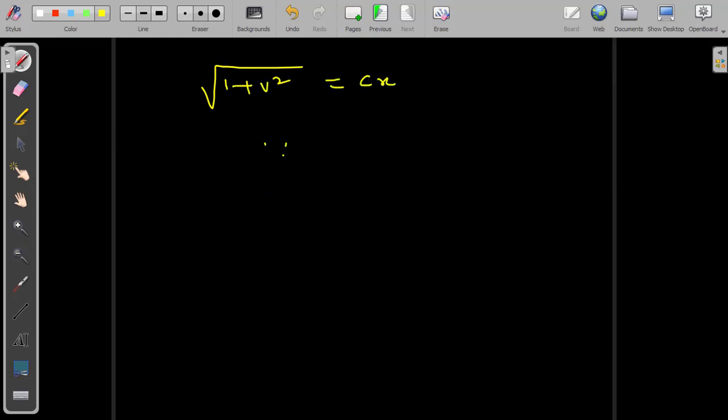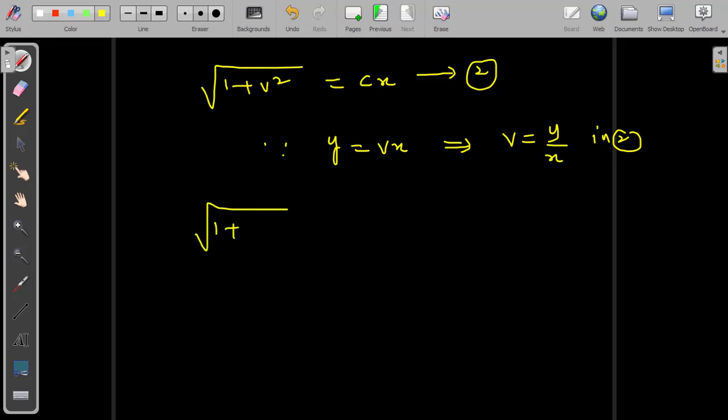But as we know, y equals vx, which implies the v value back substitution is y by x. Let us say it is equation 2. So substitute in equation number 2 v equals y by x, which means the square root of 1 plus y by x whole square equals c times x. We can simplify further also, but stop over here. It is called the general solution of equation number 1.